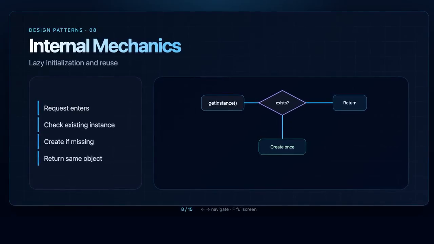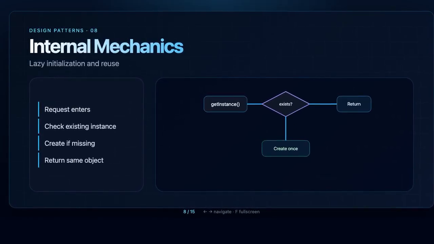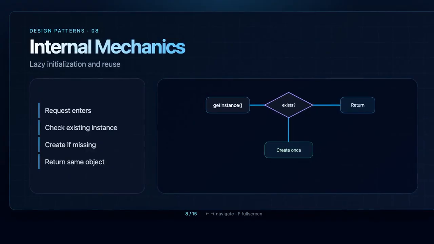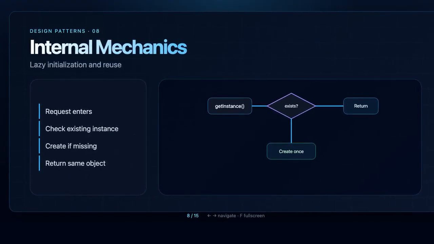Internally, the logic is straightforward. A request asks for the instance. The class checks whether an instance already exists. If yes, it returns the existing one. If no, it creates the object once and stores it for future calls. This is called lazy initialization when creation happens only when first needed. Lazy initialization is useful when the object is expensive to create or may never be used. However, lazy initialization also means the first caller pays the creation cost.